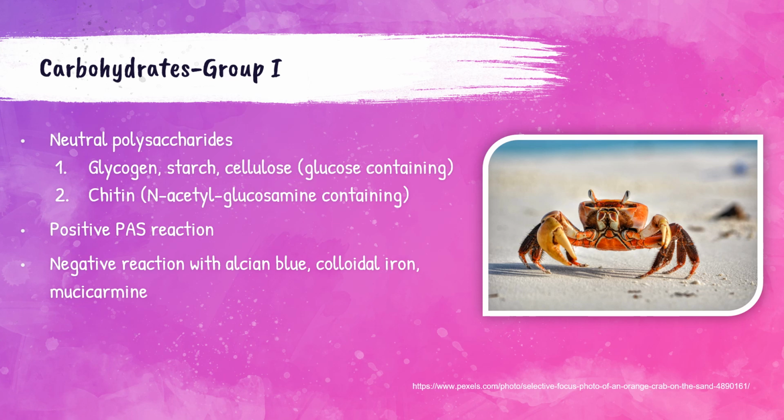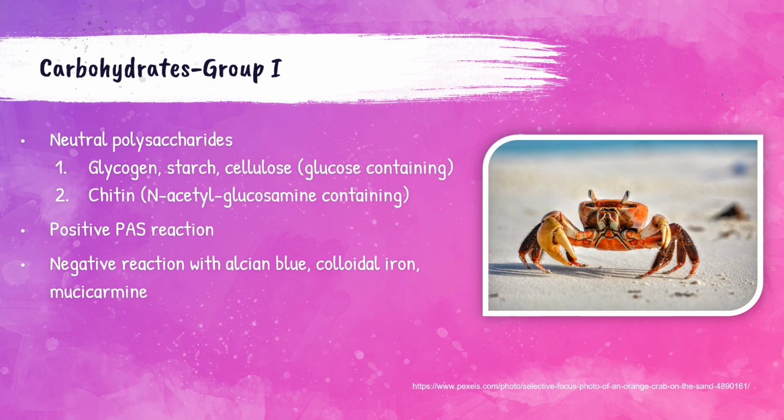These include those polysaccharides that are glucose containing: glycogen, starch, and cellulose. We've already discussed glycogen, but as a repeat, this is the storage form of glucose in the liver and skeletal muscles within animals. Starch is a primary carbohydrate in diets. Plants store their glucose in the form of starch. So glycogen is the storage form of glucose in animals, and starch is the storage form of glucose in plants. Cellulose comprises the cell wall of plants.